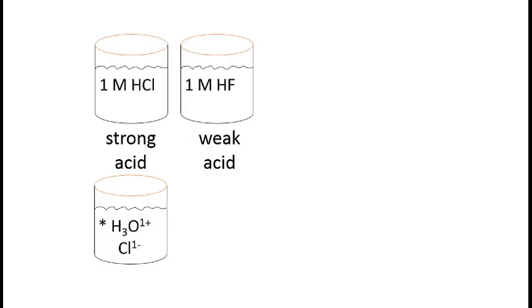So for HF, the primary species in the beaker other than water is still HF. This will be the case for all of the weak acids. Only for the strong acids will the primary species be hydronium.